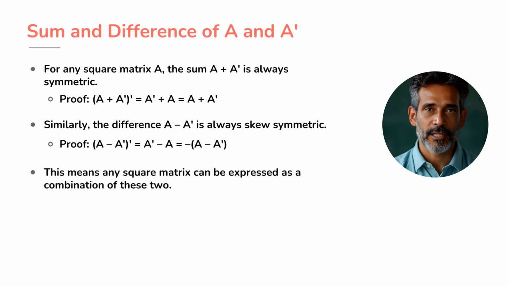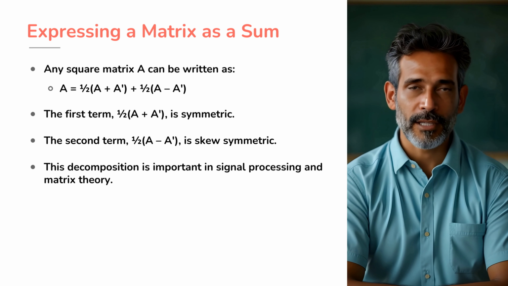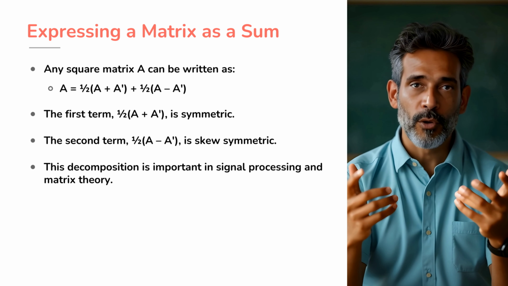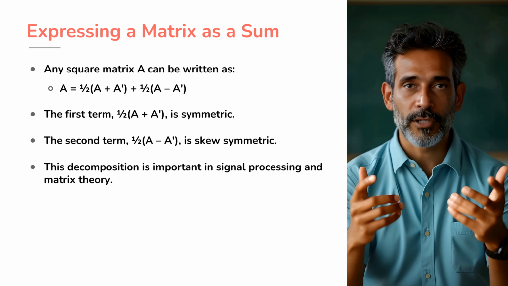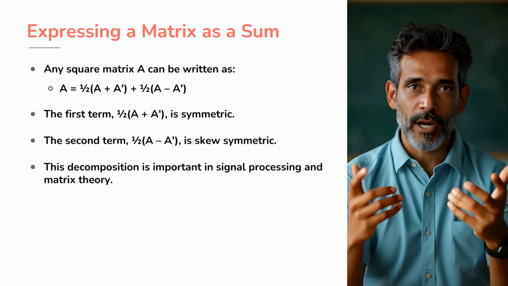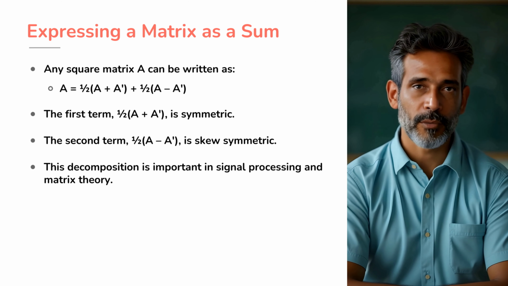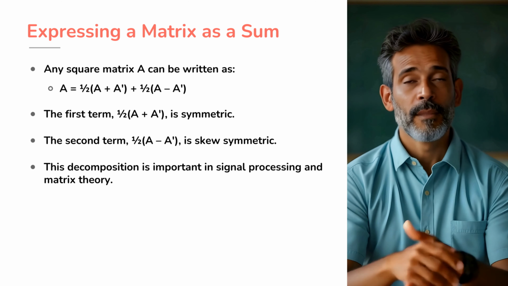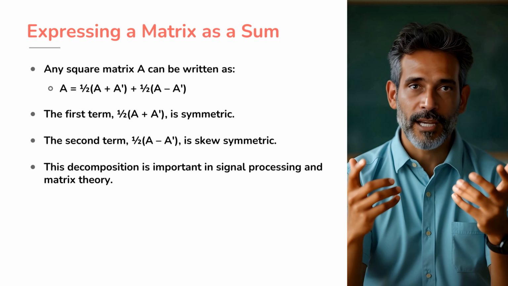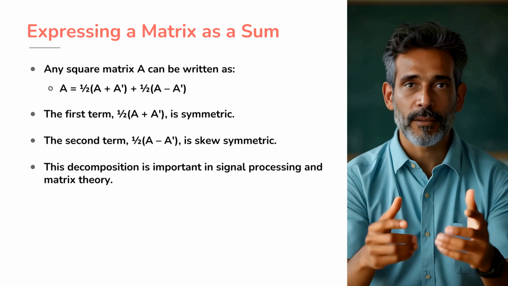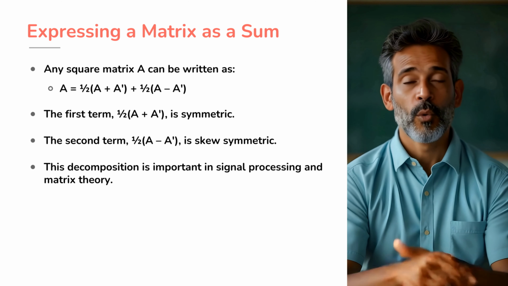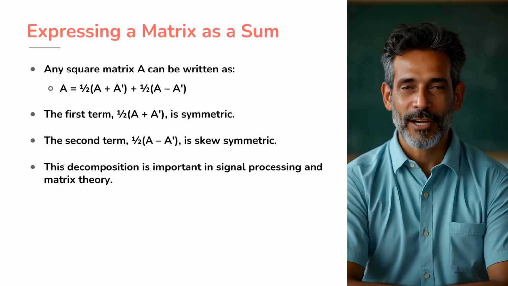So, any square matrix can be split into 2 parts, one symmetric and one skew-symmetric. Let's now write this concept into a formal expression. Any square matrix A can be written as A equals 1/2 into bracket A plus A transpose bracket plus 1/2 into bracket A minus A transpose bracket. The first part, 1/2 of A plus A transpose, is always symmetric. The second part, 1 half of A minus A transpose is always skew symmetric. This process is called matrix decomposition, and it's highly useful in signal processing, quantum mechanics, and matrix simplification techniques.